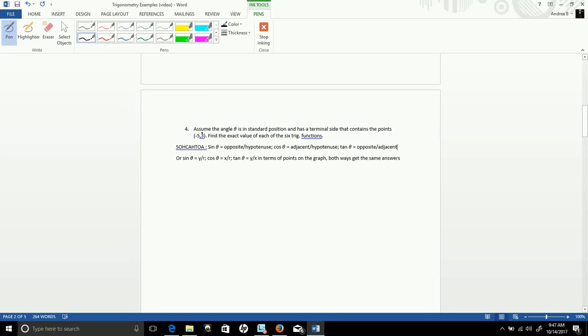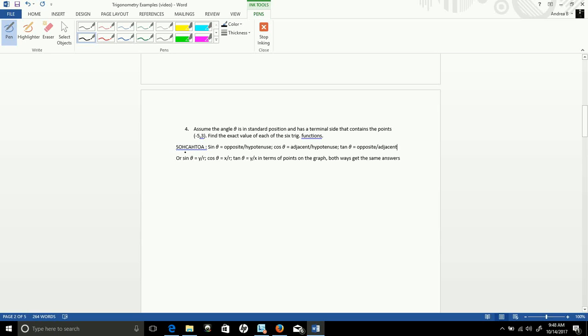Alright, so for our next part here, we're dealing with angle theta in standard position and has a terminal side that consists of the point -5, 3. And we want to find the exact value of the 6 trig functions. So the main three are your sine, cosine, and tangent.